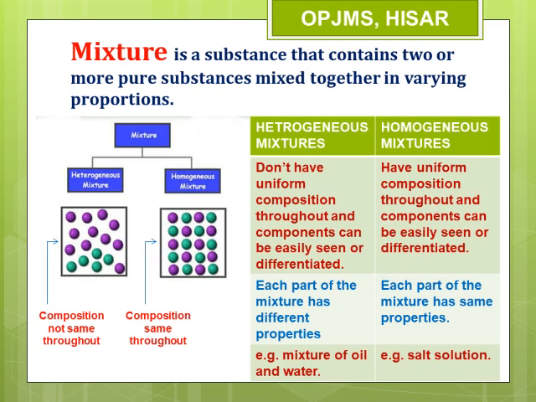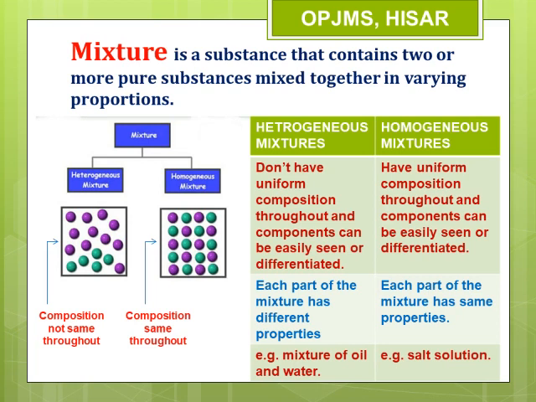Now let us discuss the homogeneous mixtures. Homogeneous mixtures are the exact opposite of the heterogeneous mixtures. These are the mixtures in which constituents are not only uniformly distributed, but each part of the mixture shows the same properties as well.